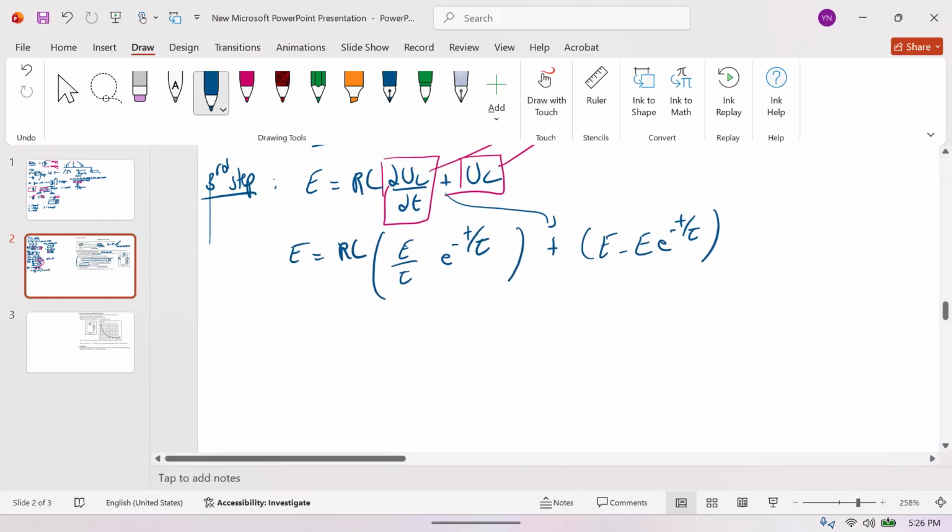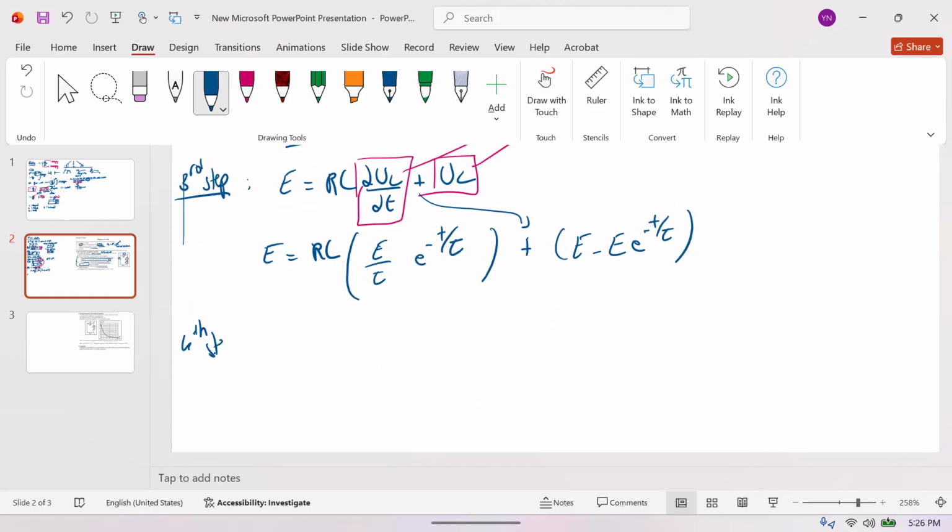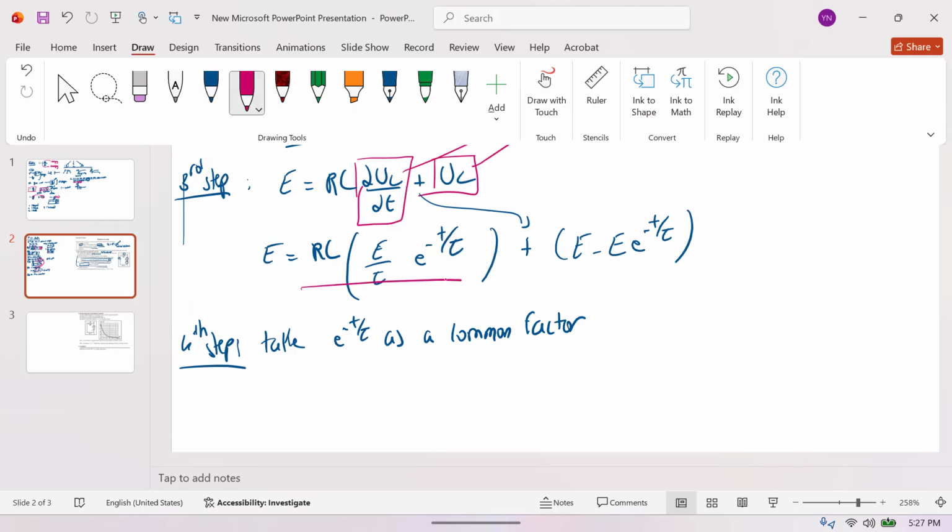Okay? Now, the fourth step. They're really easy if you practice on them and you take them in steps, because sometimes the students forget the steps and they really get confused on how to solve it. Now, the fourth step, take e to the minus t over tau as a common factor. The terms that have the exponential are this one and this one. The only one without exponential is this one here.